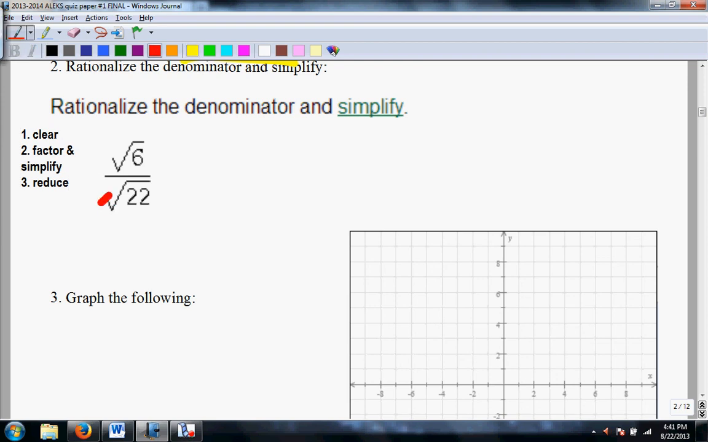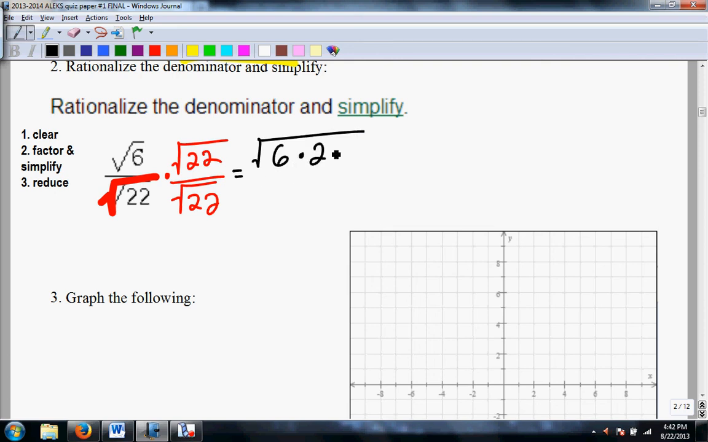So step 1, we want to clear the radical by multiplying top and bottom by that same radical. So I'm going to multiply by radical root 22 equals. Numbers talk to each other, so I have 6 and 22 here, and then down below, root 22 times root 22 releases that radical. It's just 22.